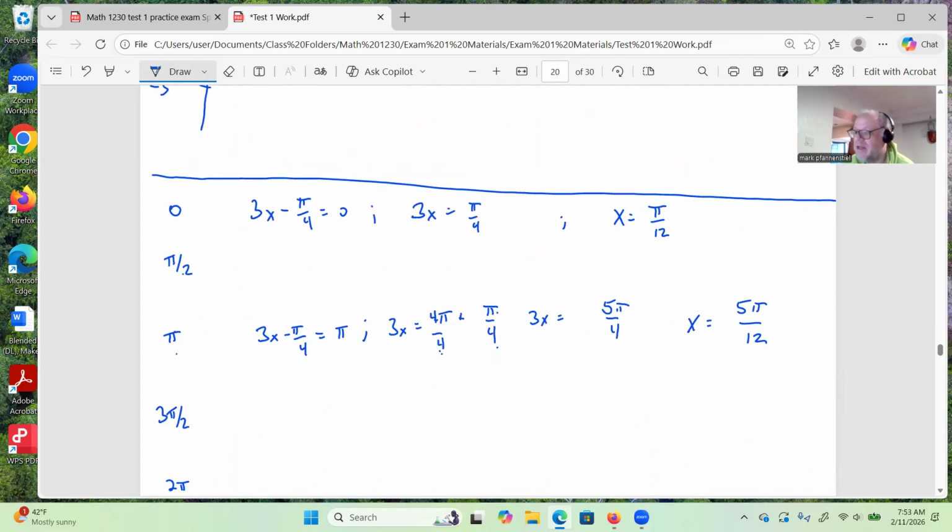Let's go ahead and see what we've got for pi over 2. So I've got 3x minus pi over 4 is equal to pi over 2. That's one of the other numbers I'd like.